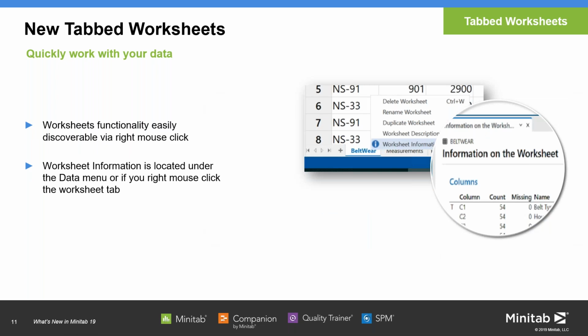Along that same line, in terms of how you access things, there's right mouse click functionality within the worksheet to access things like conditional formatting and all the functionality that we're used to. Right mouse clicking on a tab of a worksheet will also give you things like renaming the worksheet, deleting the worksheet, and, in this case, the worksheet information.